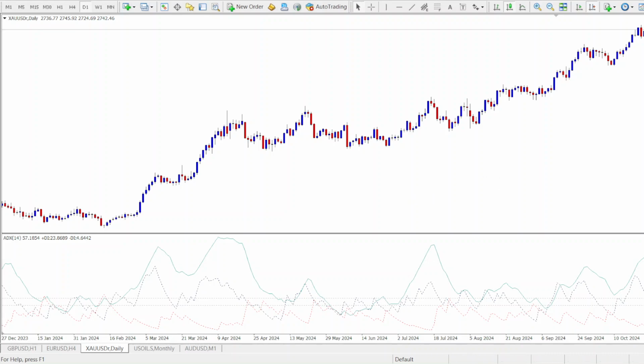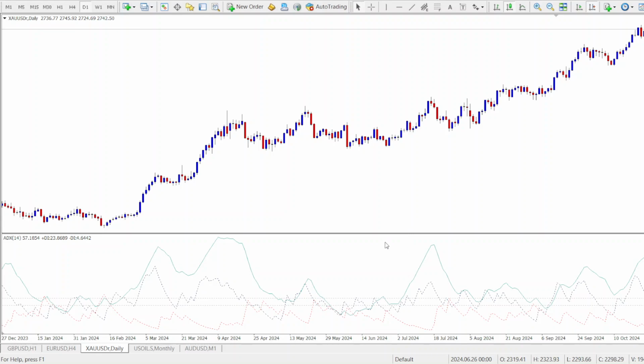A key level to watch is the 25 level, as we can see here. Now, if the ADX is above 25, it typically signals a strong trend. If it is below 25, the trend is considered weak or sideways. So if you see the ADX rising above the 25 level, that's a good sign that the trend is picking up strength.